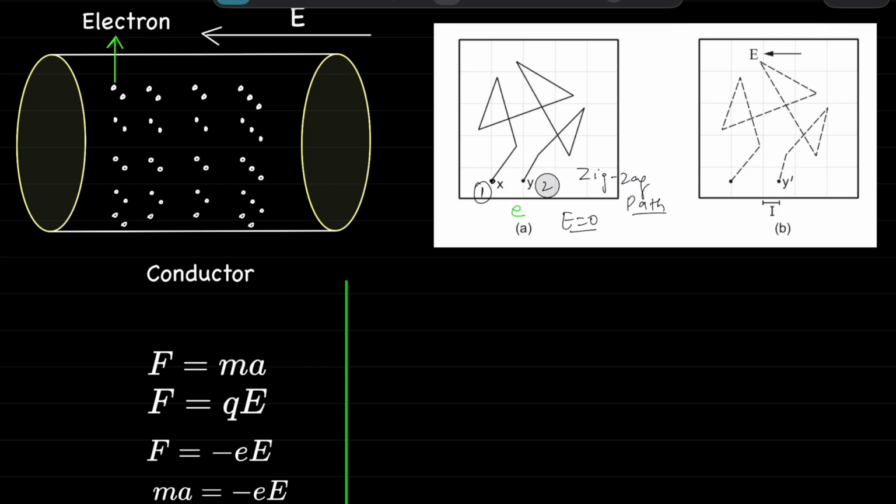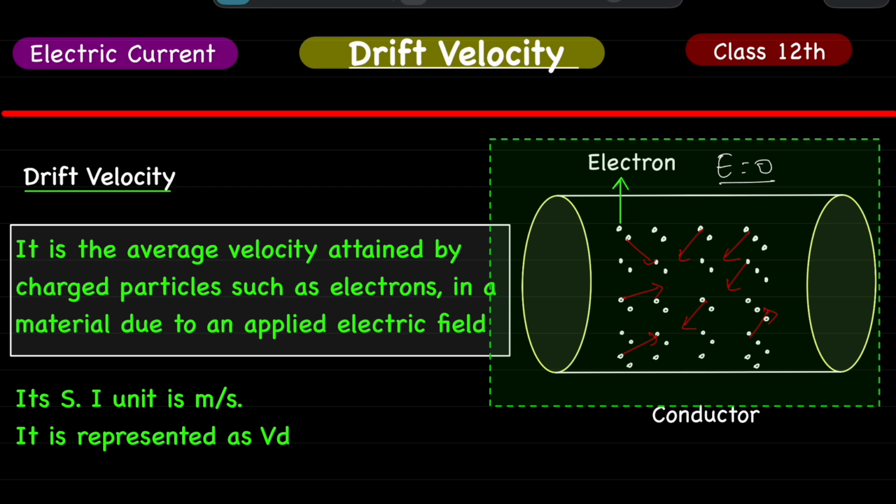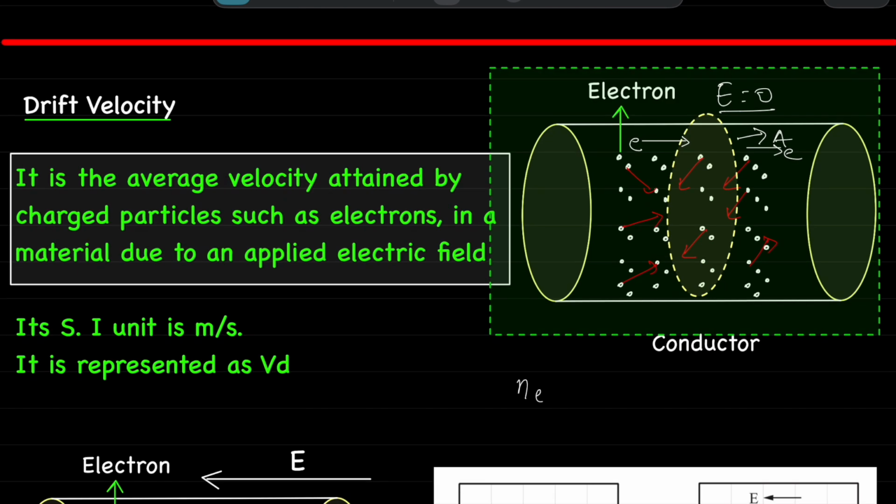And how is this zigzag path formed? Because of multiple collisions in between. So suppose we consider any area, this is our area A. Whatever amount of electrons enter this area, the same amount of electrons will leave this area. So the net motion of the electrons is 0, or V net is equal to 0.